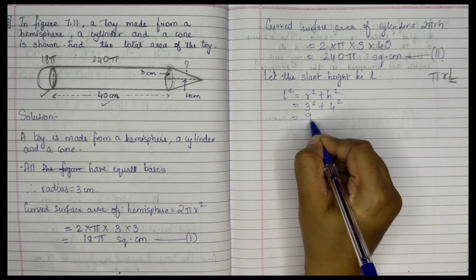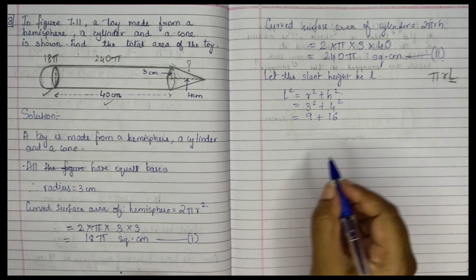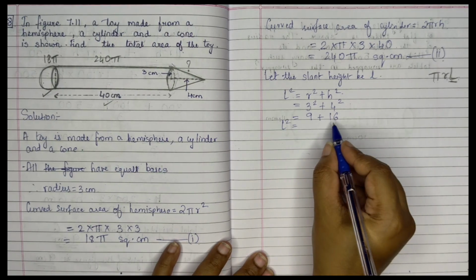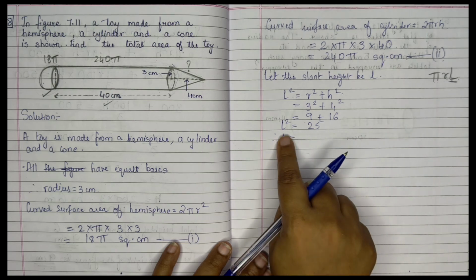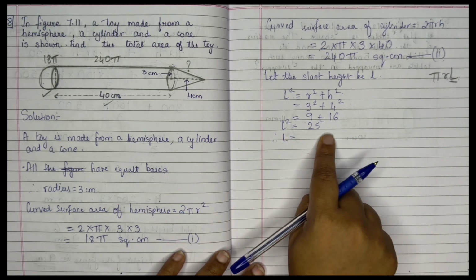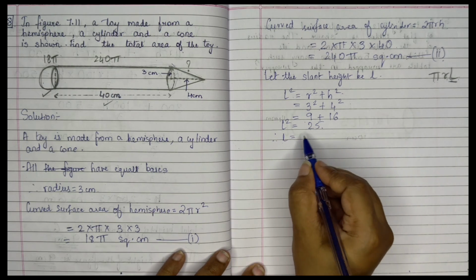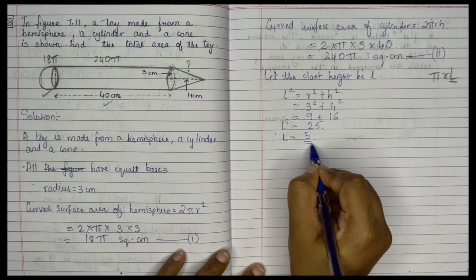So 3 3s are 9 plus 4 4s are 16. That means L square we got 16 plus 9, 25. So therefore L is equal to, when we take the square root from both the sides, L is equal to 5 5s is 25. So we get L is equal to 5.